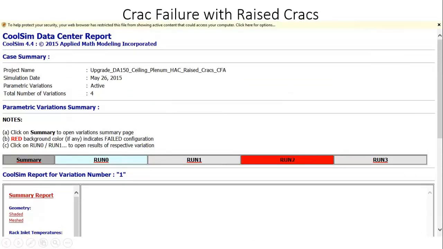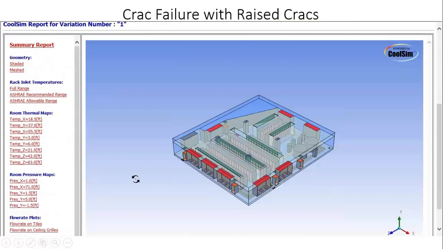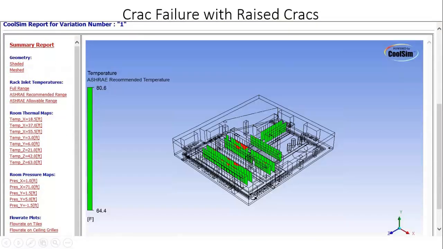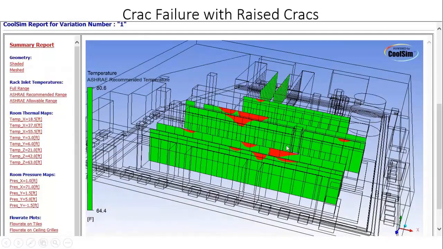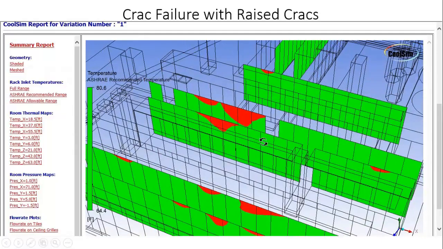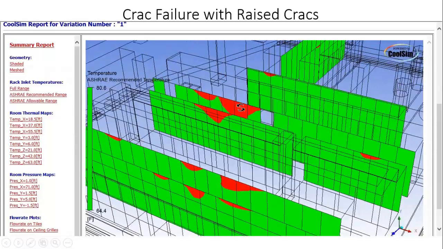So here's one of the runs, and you can see what's happening in terms of a recommended. It's starting to break down. Remember, these were all blue just a moment ago, and I haven't changed anything. I'm still running them at 55 degree supply air temp, but look, we're falling out of spec.